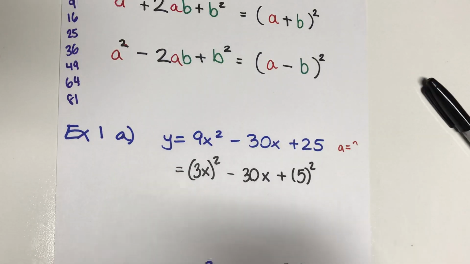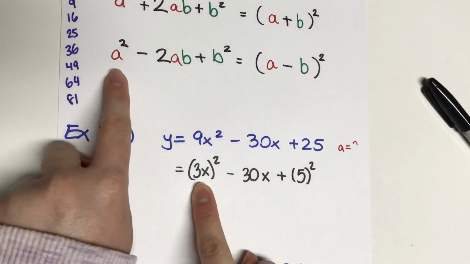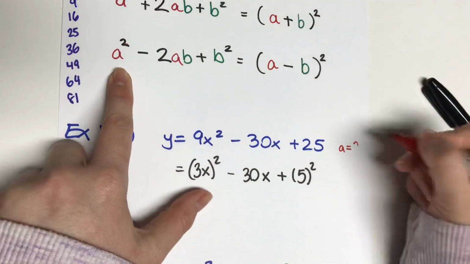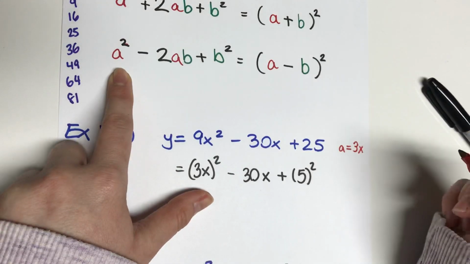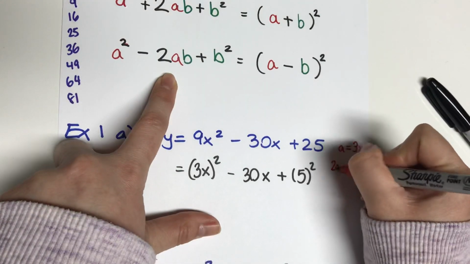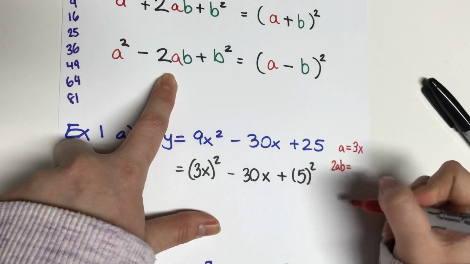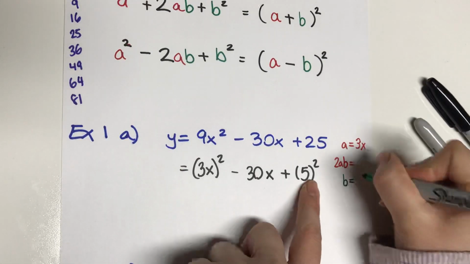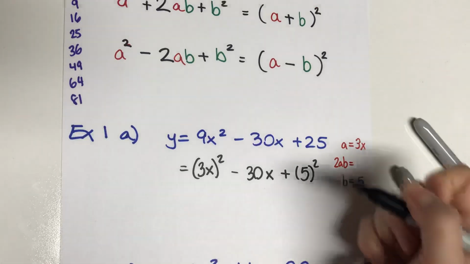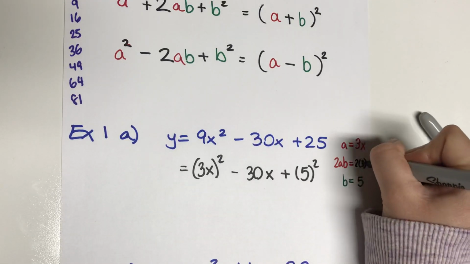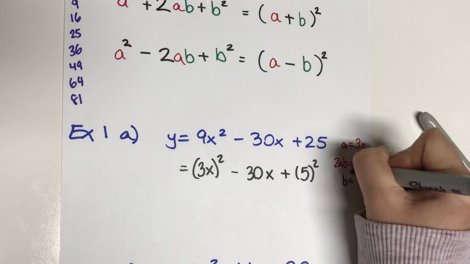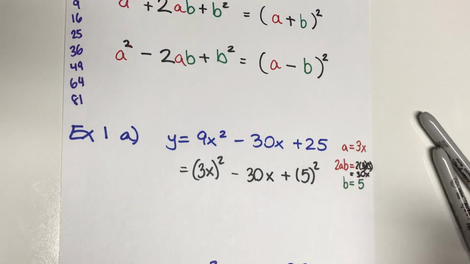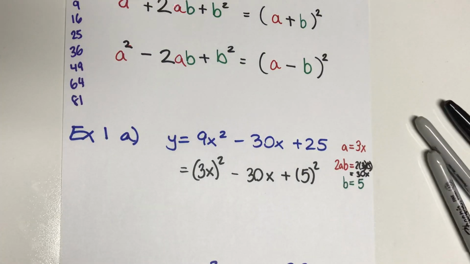So that means my a is 3x. So notice how this looks the same as here. My a is 3x. My 2ab, actually it might be easier if I first list my b. My b is 5, which means my 2ab is 2 times 3x times 5, which gives me 30x, which is my middle term, so I'm good. So that's a perfect square trinomial.